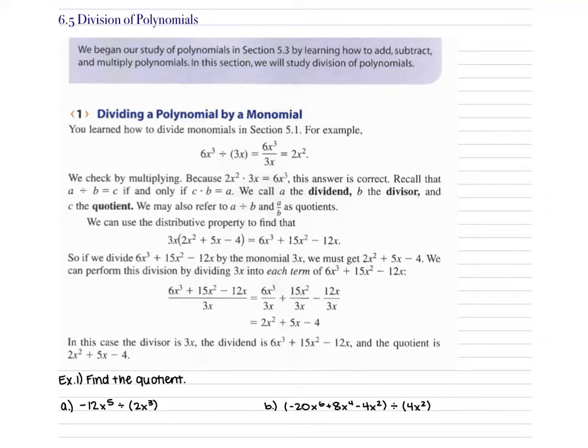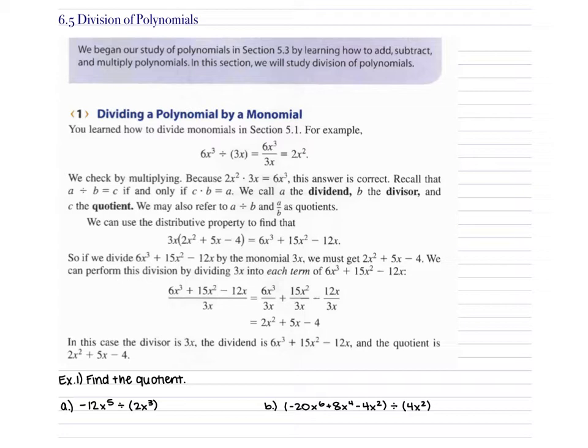6.5 goes over division of polynomials. When we are dividing these, we're just factoring if we can, and then simplifying from there. A lot of times it's much easier with these to put them in fractions so you can see exactly what you are simplifying.